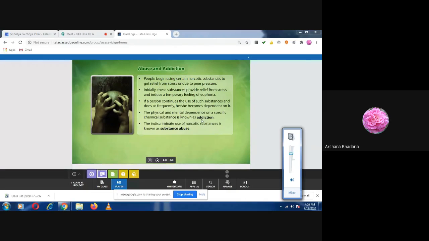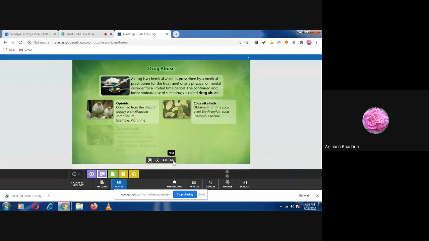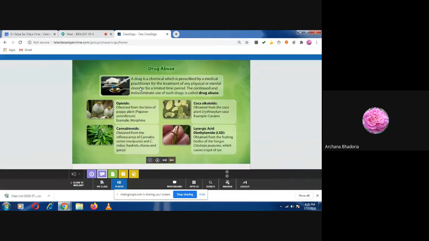Now we try to understand the next thing. So drug abuse. What is a drug? It is a chemical which is prescribed by a medical practitioner for the treatment of any physical or mental disorder. Can you all hear, children? Yes, ma'am. Okay. So drug is a chemical which is prescribed by a medical practitioner for the treatment of any physical or mental disorder for a limited time period. So we call it drug.